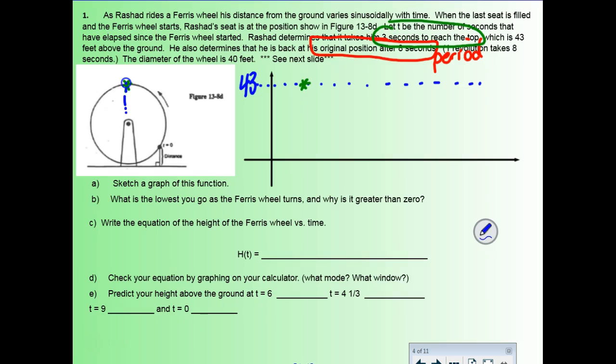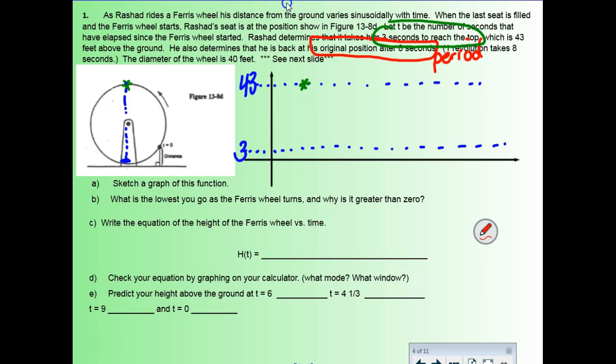If the diameter of the wheel is 40 feet, can you tell me how high off the ground the bottom of the wheel is then? It's got to be 3 feet off the ground, right? So if the diameter is 40 feet, that would be the entire range of your function. It's going to go anywhere from 3 feet at a low point and then all the way up to 43 feet. Because obviously your Ferris wheels are not going to drag on the ground.